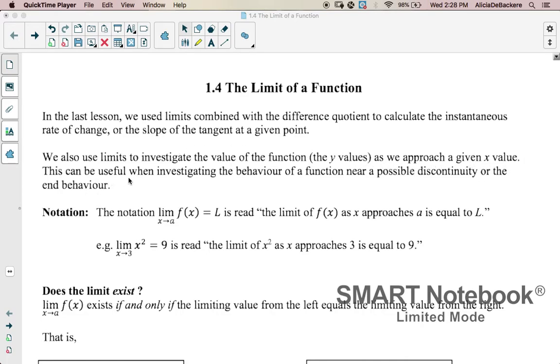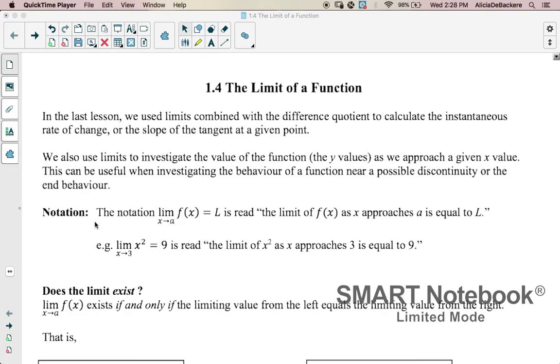So this can be useful when we're investigating the behavior of a function near a possible discontinuity. Maybe there's a hole, maybe there's a vertical asymptote, or maybe there's a jump in the function. Also, we can use this idea to help us investigate the end behavior, which we're going to look at in chapter 4.